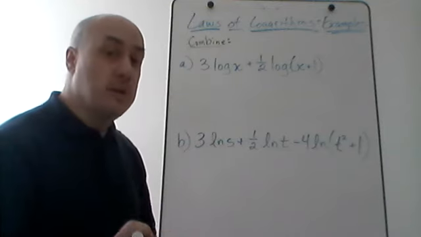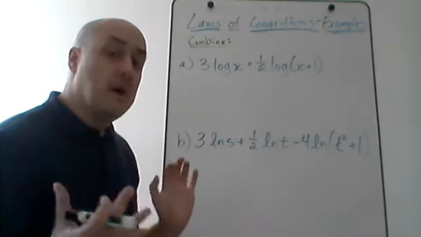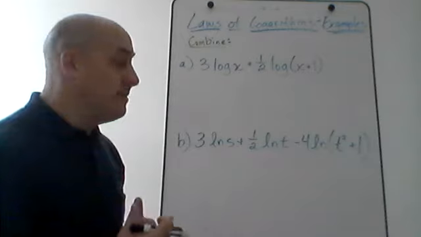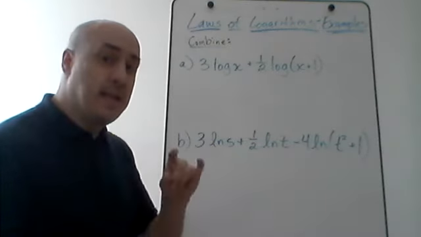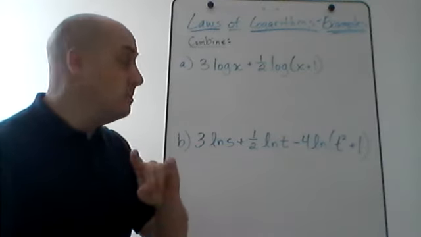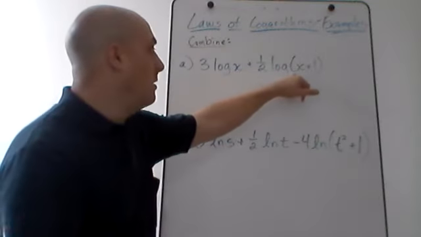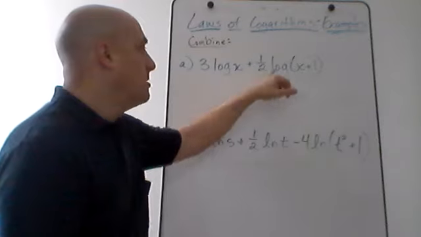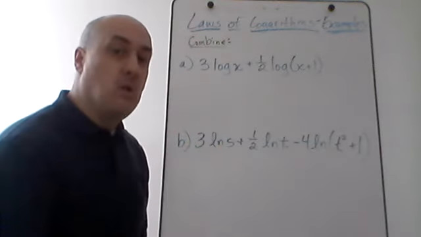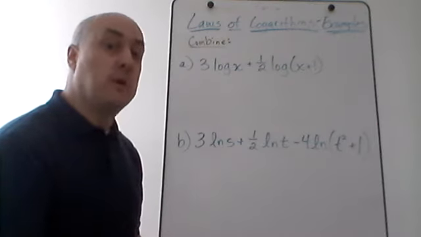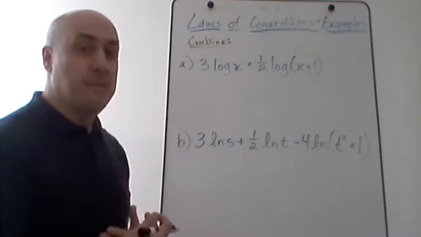First off, before we can use the laws of logarithms to combine logarithmic expressions, we have to double check that they have the same base. I cannot use laws numbers 1 and 2 unless the logarithms have the same base. Well, in this case, they both have a log without a number in the subscript. So hopefully you recall that a log that doesn't have the number in the subscript is what we call the common logarithm, which means that the base is 10.